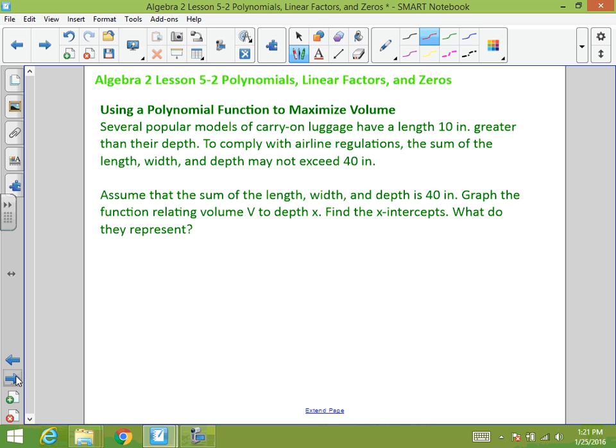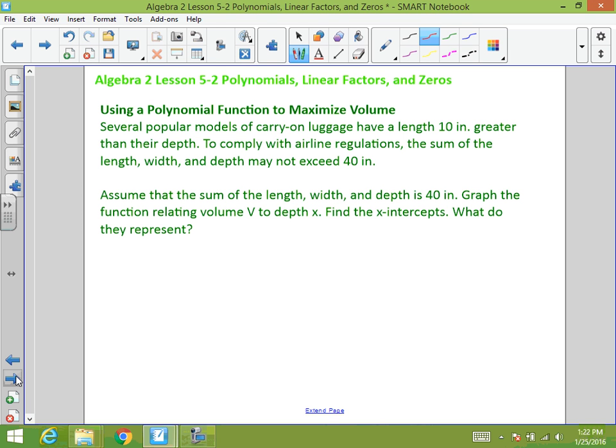Last but not least, we're going to use a polynomial function to maximize volume. It's a word problem, an everyday type of problem. In other words, how does it apply to real life? Several popular models of carry-on luggage have a depth of 10 inches less than their length. To comply with airline regulations, the sum of the length plus the width plus the depth cannot exceed 40 inches. Assume that the sum of the length, width, and depth is exactly 40 inches. We're going to graph a function relating volume V to depth x. Find the x-intercepts and what they represent.